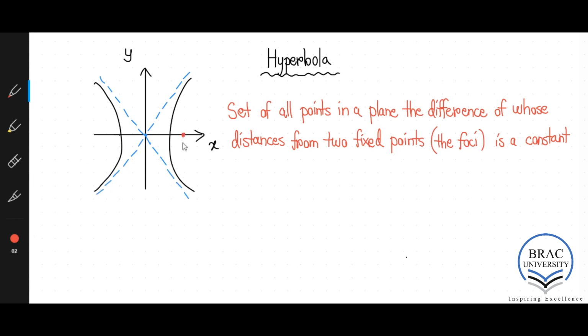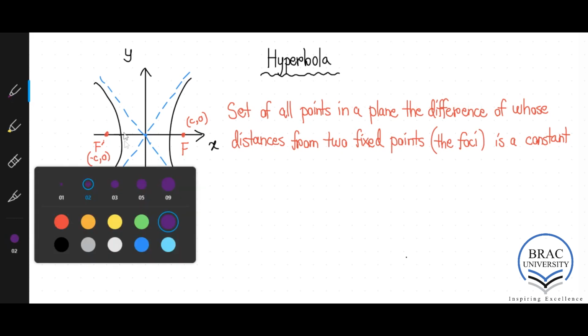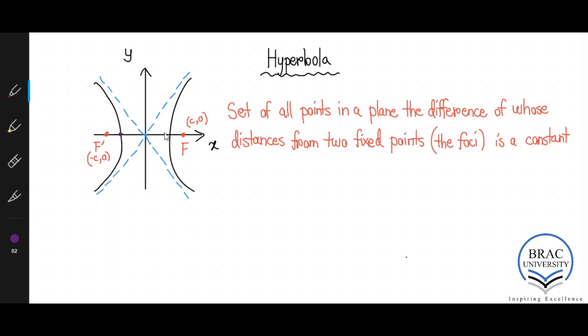Let's say this is one of the foci, and its coordinate is c, 0. And let's say this is our other foci. It's somewhere towards which the curve bends, and so this coordinate is negative c, 0. The vertex is the extreme point here. Let's say that these are a and a prime, and we can write them as a, 0 and negative a, 0.